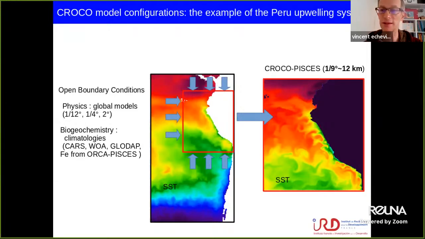For Peru dynamics, it's not really a problem because the forcing in the equatorial region is very strong, and it's strong enough to modify correctly the biogeochemistry inside of the domain.